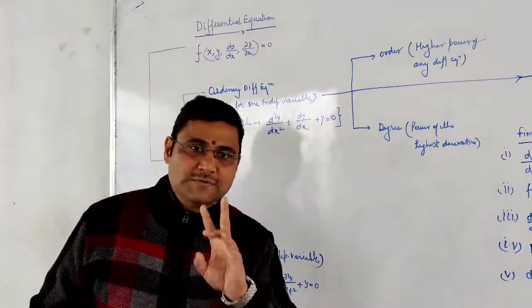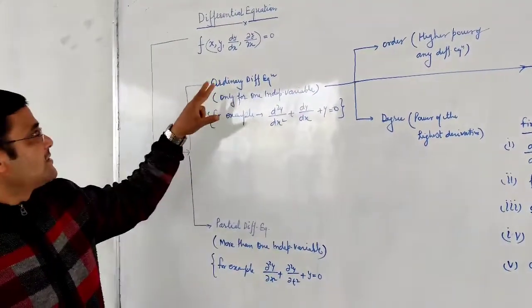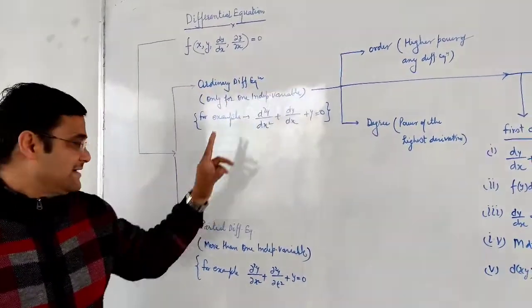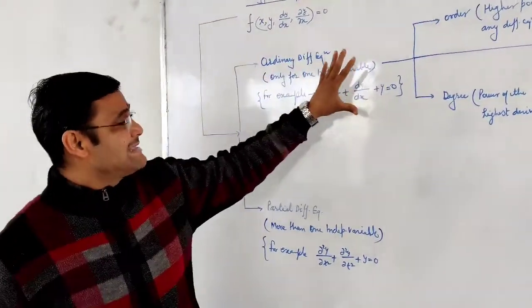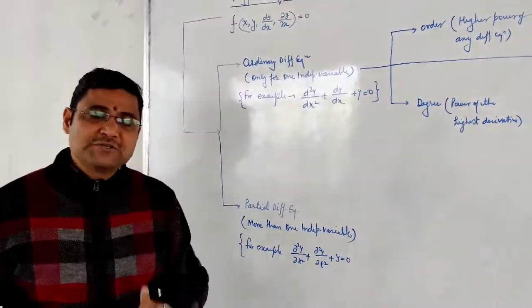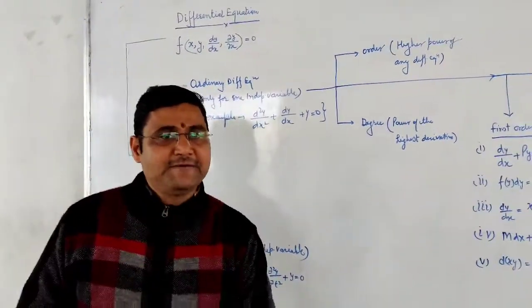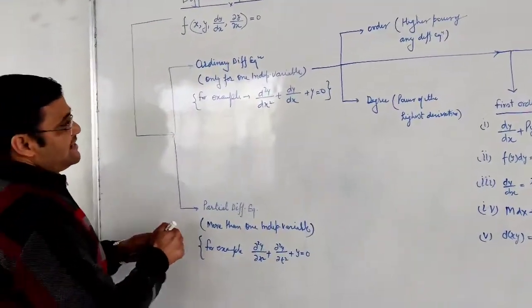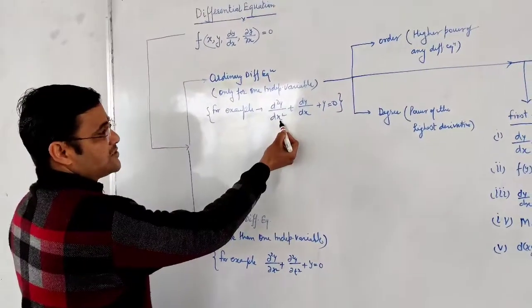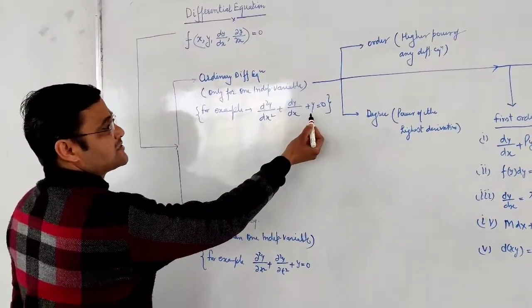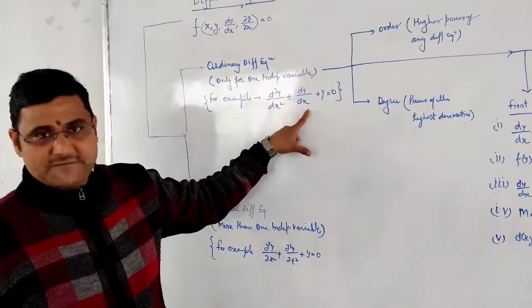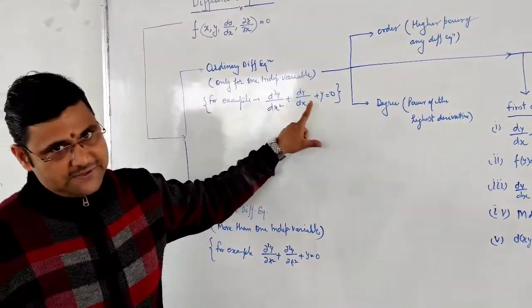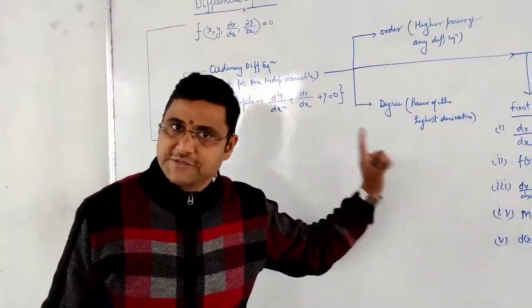Basically there are two types. First is ordinary differential equation and second is partial differential equation. An ordinary differential equation is a differential equation which contains only one independent variable, for example d2y over dx square plus dy over dx plus y is equal to 0. We are seeing that there is only one independent variable. That is the ordinary differential equation.